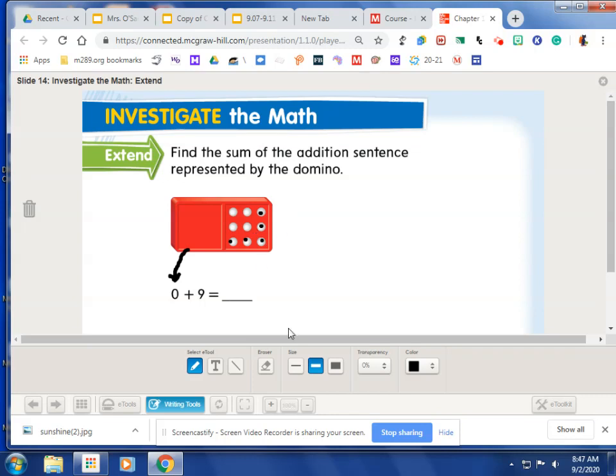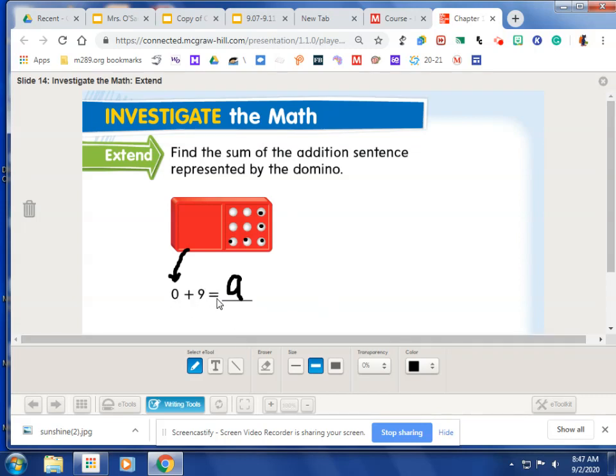Doesn't it look like I put a bunch of eyeballs in there? Okay, so it didn't always click, but I counted them. 1, 2, 3, 4, 5, 6, 7, 8, 9. Now I need to write my answer. And I need to ask you a question. Is it right? 0 plus 9 equals 9. Is that correct? It is correct.